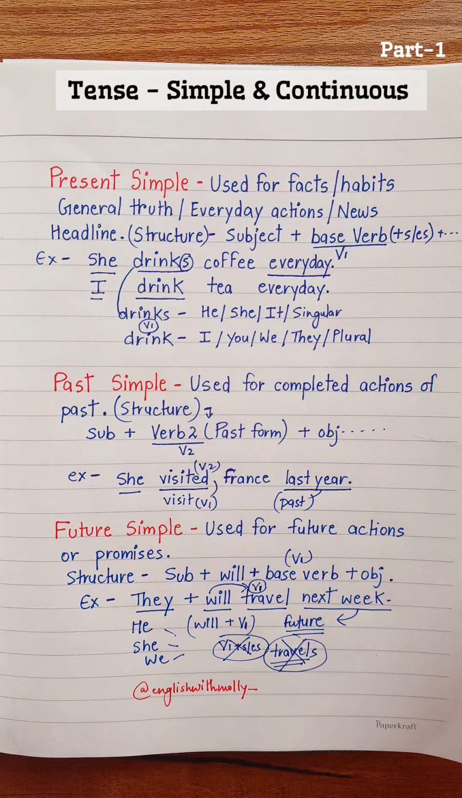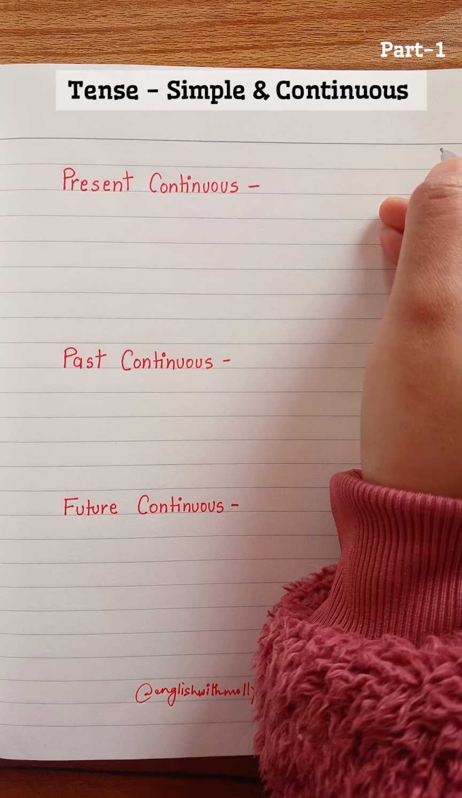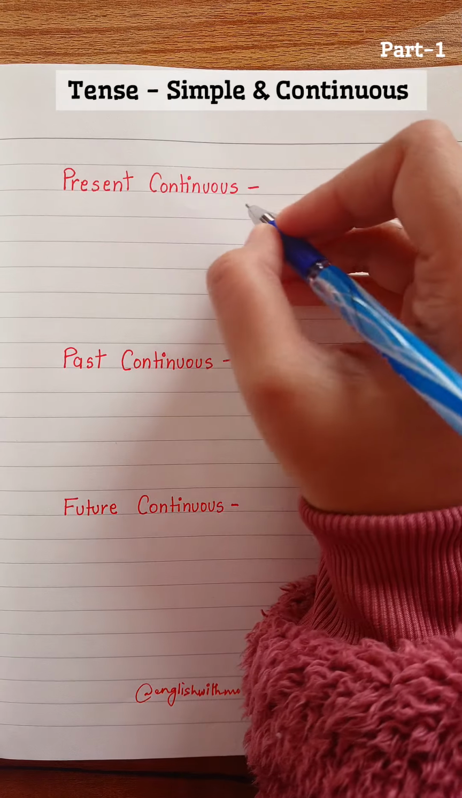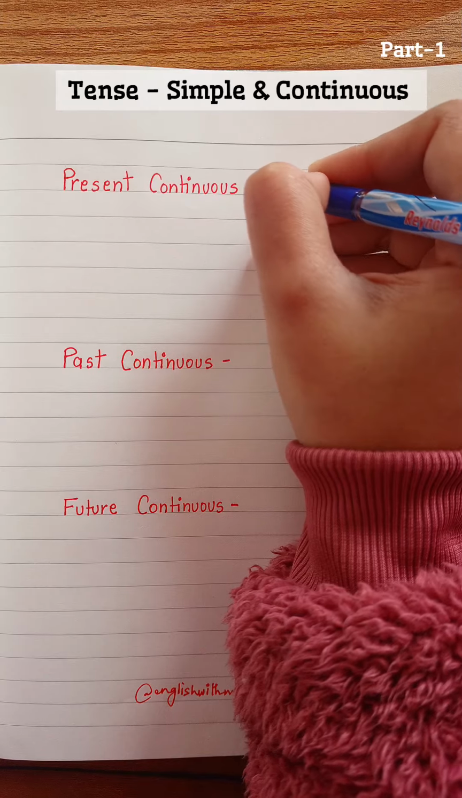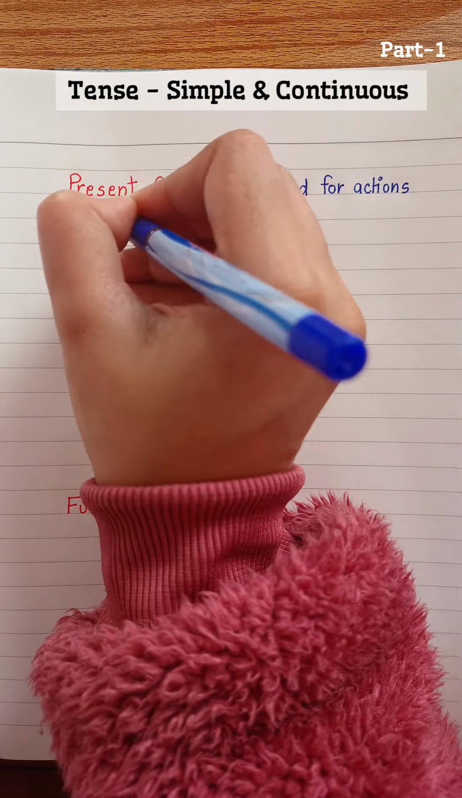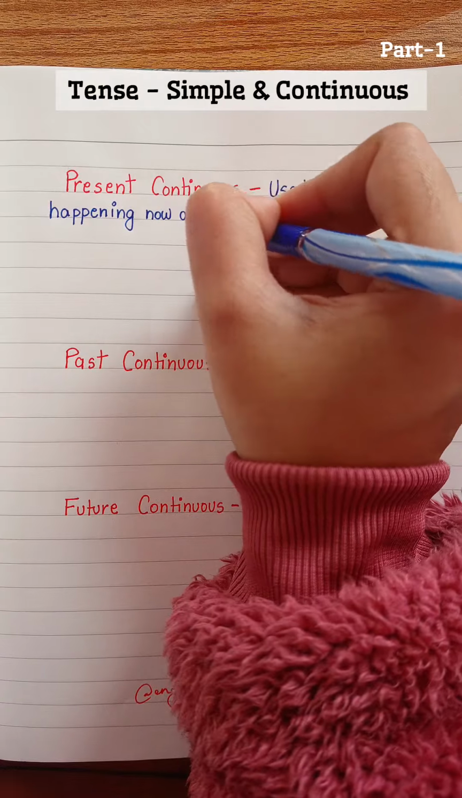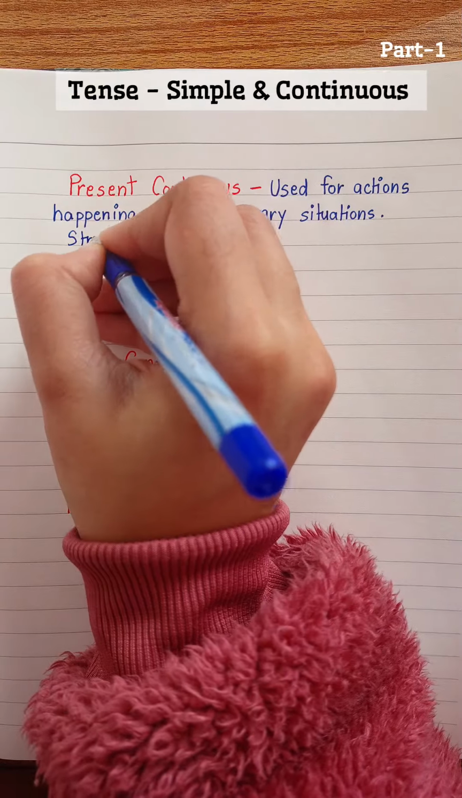And let's move to continuous tense. Continuous tense has three types: present continuous, past continuous, and future continuous. Present continuous tense is used for actions happening now or temporary situations of the present.